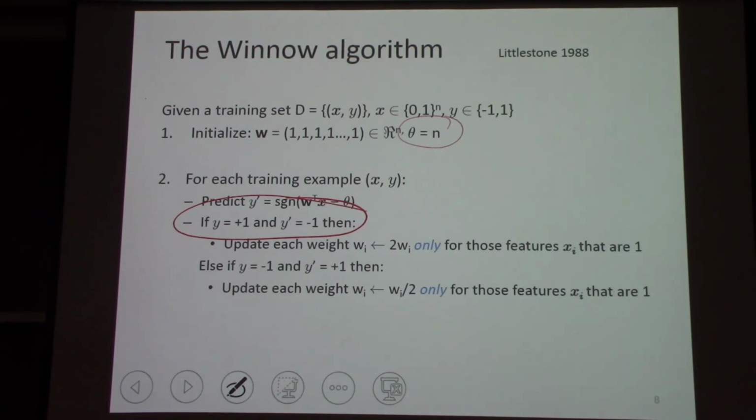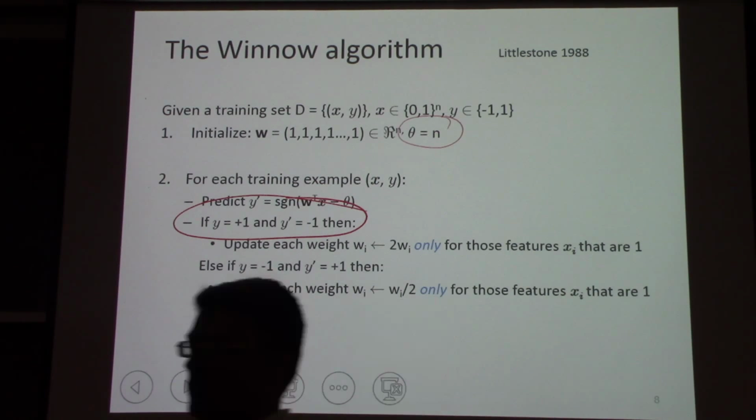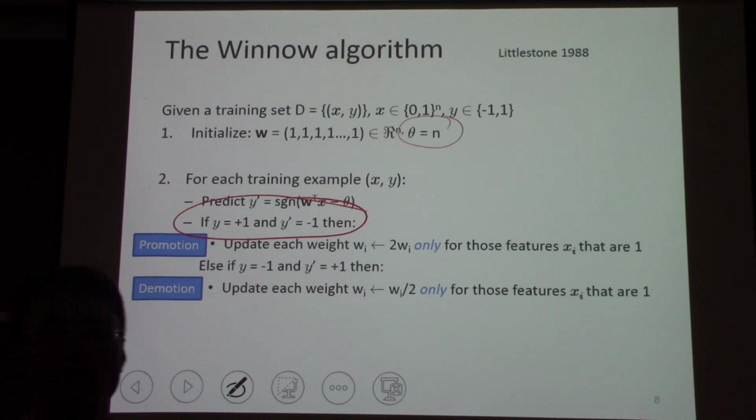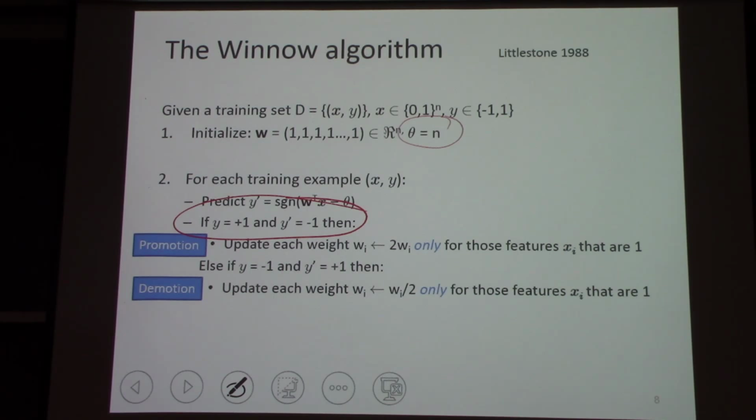If the true label is positive and the predicted label is negative, you promote all the features that made this example positive by multiplying them. And if the true label is negative and the predicted label is positive, you just do the opposite. Every feature that is relevant in this example gets penalized by getting demoted. And you keep doing this.